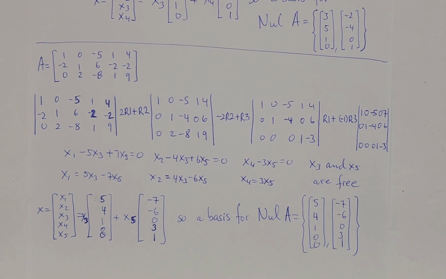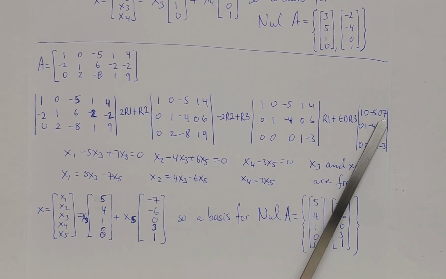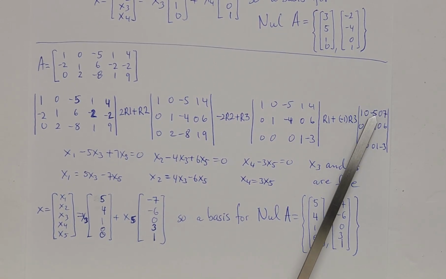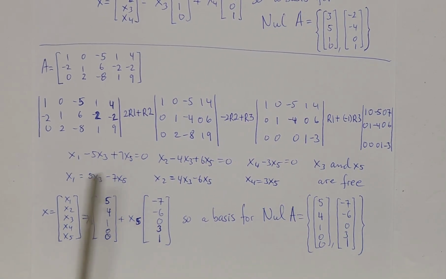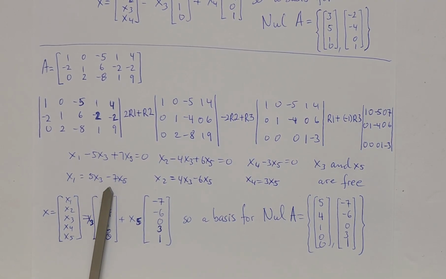Now we just list out our terms. So here I have x1 minus 5x3 plus 7x5, and that's what I have here. Now solve for the first term. So I have minus, so that becomes positive. Positive becomes minus. Just bring it to the right side.